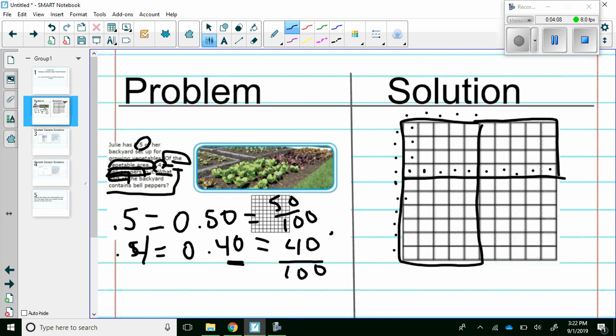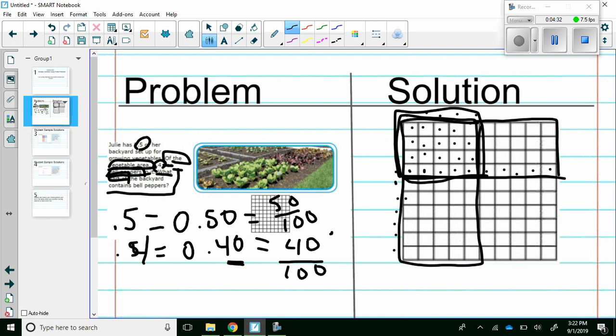hundredths. But this is the area all in here that now contains all bell peppers. It's the common area of the 50 hundredths and the 4/10, this area here. So that would be the visual representation or my model to explain what part of her backyard is bell peppers.